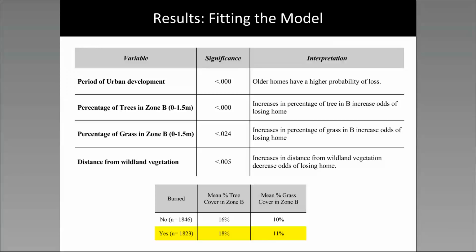We found the period of urban development to be highly significant. Also the percentage of trees in zone B, which is that first 5 feet right outside the home, or out to 1.5 meters, the percentage of grass in zone B, and also distance from wildland vegetation. We found that the average tree cover in the homes that were destroyed during the Witch Fire was 18%, and the average grass cover was 11%. These were the numbers we then chose to use as a level of where we would consider the cover in zone B to be a higher or lower risk.